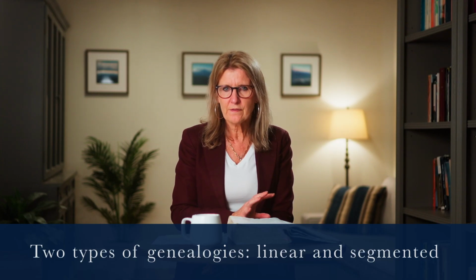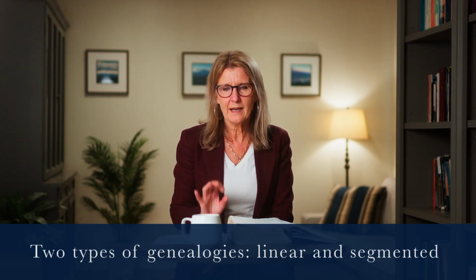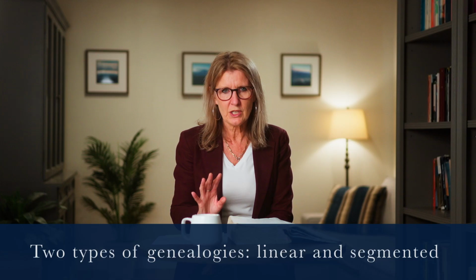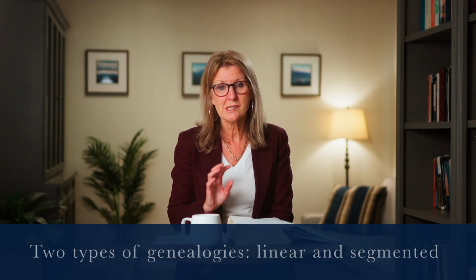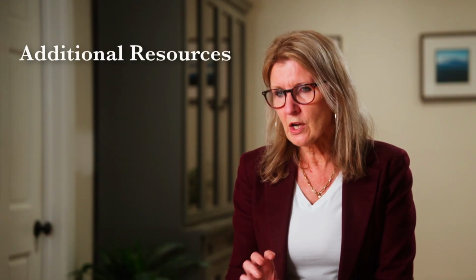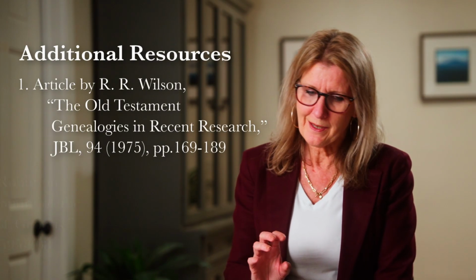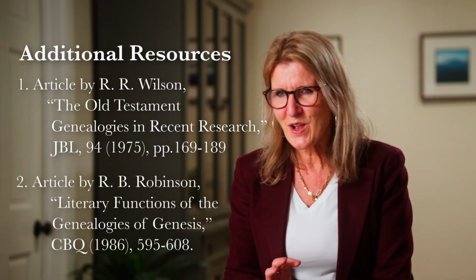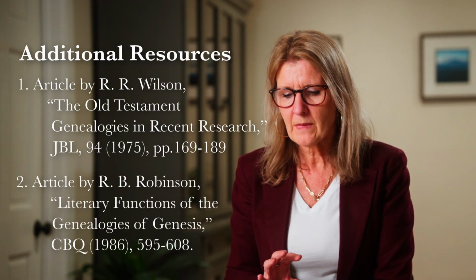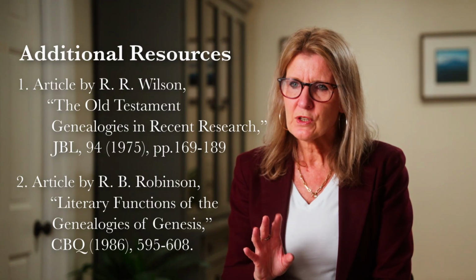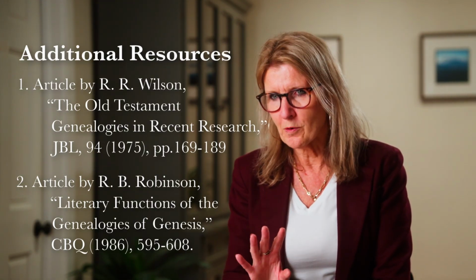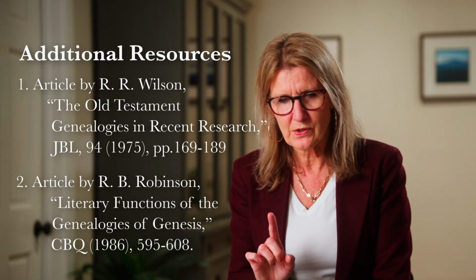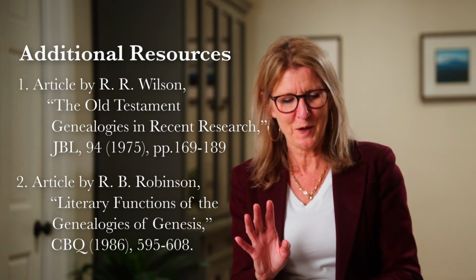Genesis 5 and 11 are linear genealogies, and then Genesis chapter 10 is a segmented genealogy. There's a scholar named Wilson, and Robinson has written a great article on genealogies. Scholars have noticed that there are these two major forms. So what's the difference and how do they function? Because they have a different function.